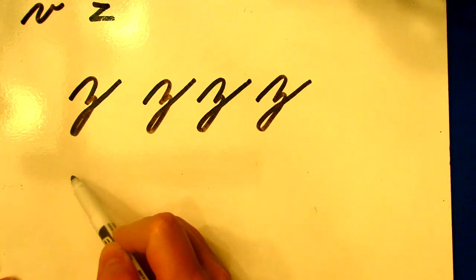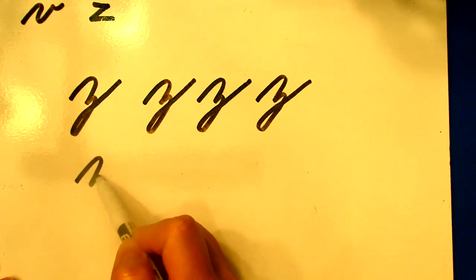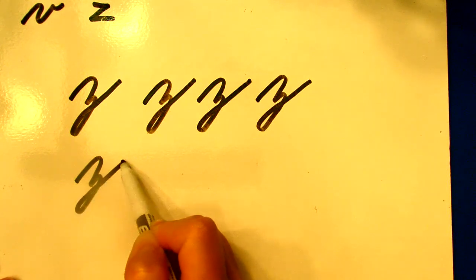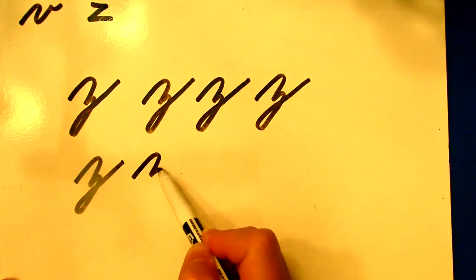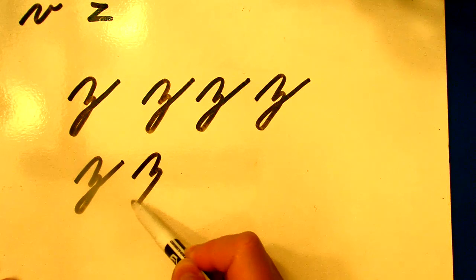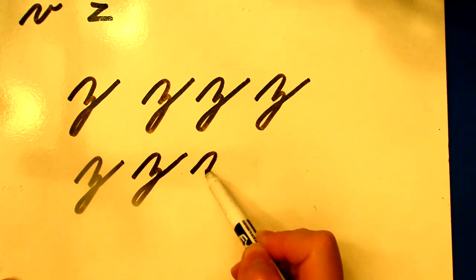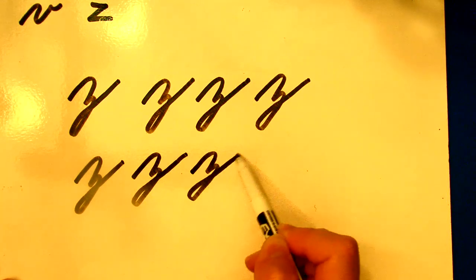I'll show you a few more times. You can say the words with me. Up and over curve, baby over curve, drops to the basement, loops back, undercurve. Up and over curve, baby over curve, drop to the basement, loop back, undercurve. There is your lowercase z.